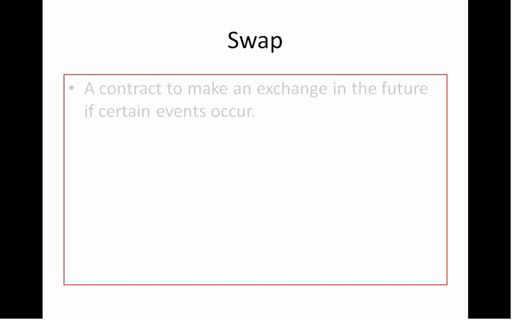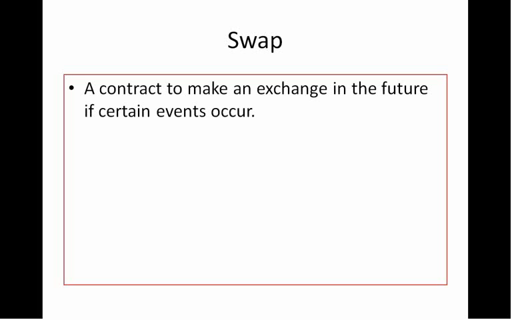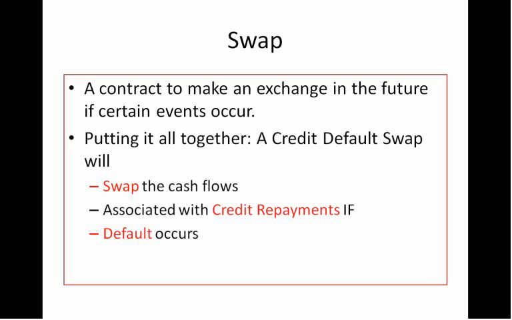A swap is a contract to make an exchange in the future if certain events occur. Now this sounds a little bit theoretical and vague, I understand that. But let's actually jump forward a little bit and put all of this together. A credit default swap will swap cash flows. So I will make the exchange of cash flows with another party. That party is called the counterparty in this exchange.